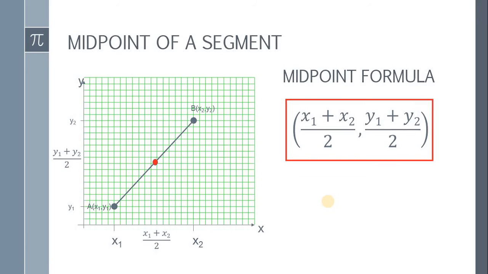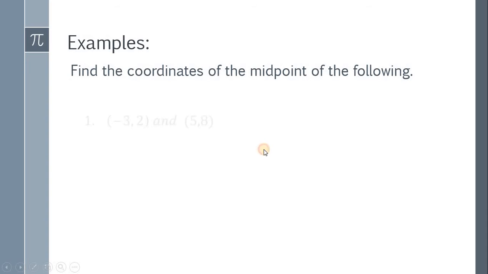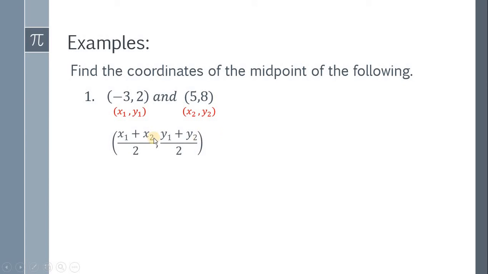Okay, so let's apply in some examples. Find the coordinate of the midpoint of the following. So number 1, negative 3, 2, and 5, 8. So we have x sub 1, y sub 1, at meron tayo ditong x sub 2, y sub 2. Now, gamitin natin yung midpoint formula. We have the sum ng dalawang x divided by 2, comma, the sum ng dalawang y then divided by 2. So, we have x sub 1 natin ay negative 3. Substitute lang natin. We have 5 x sub 2 divided by 2. Next, y sub 1 natin ay 2 plus y sub 2 natin is 8 then divided by 2.